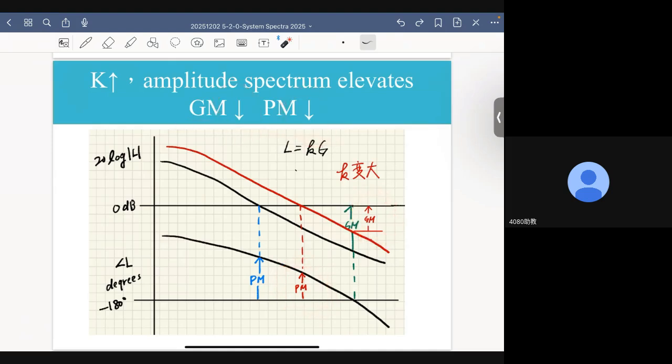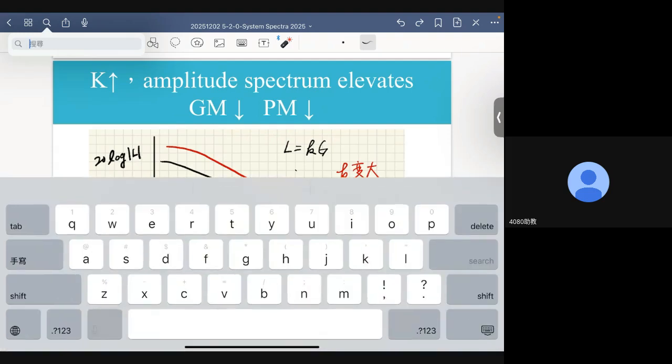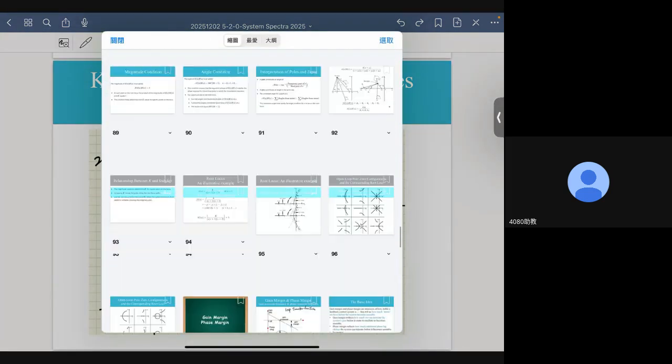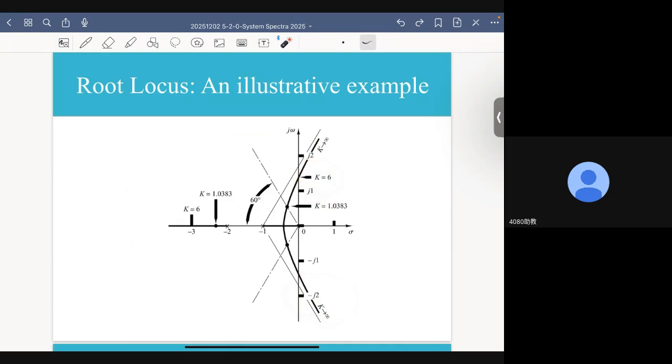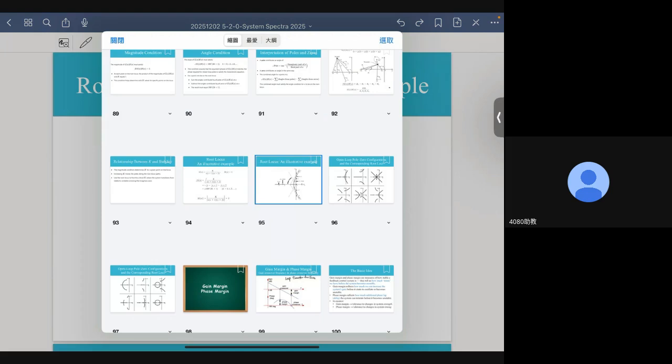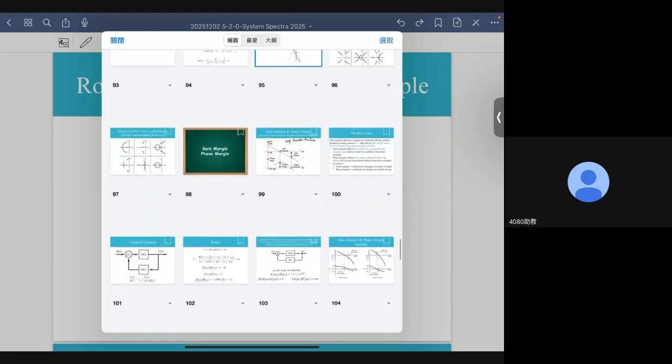Okay. So this is also in agreement with this result. As you can see, when you increase the value of K, the poles, at least these two poles, start to be shifted to a more unstable region. All right. So the results from the root locus and the results from the Bode diagram are in good agreement.